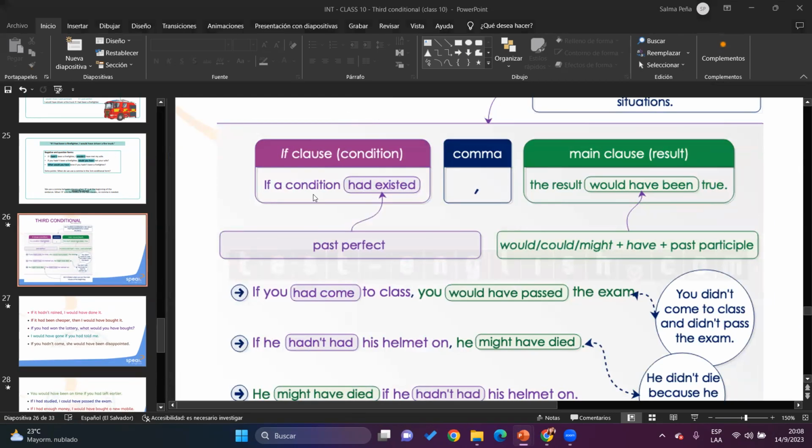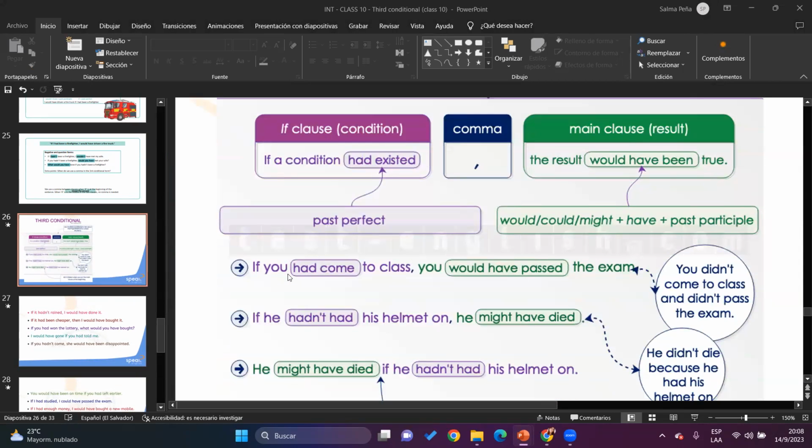And the structure that we can have is basically this one. We have the if clause, that is the condition, right? Because we must use past perfect, and if you use if at the beginning, we use a comma. Then we put the main clause, which means the result of that situation. Okay, this is just one example.